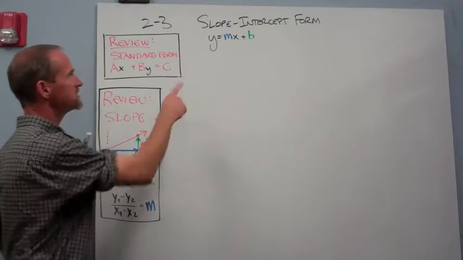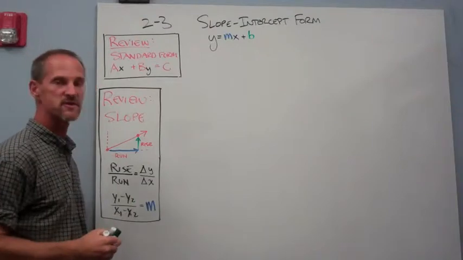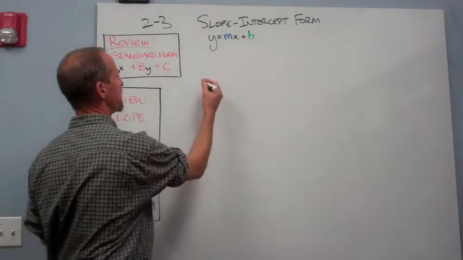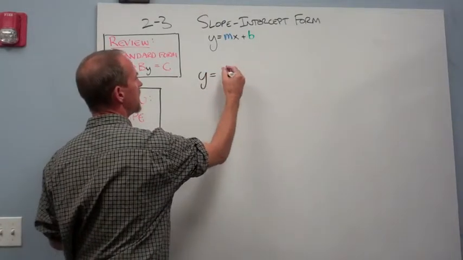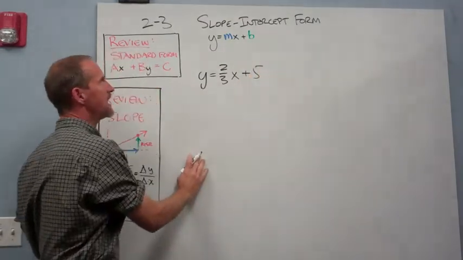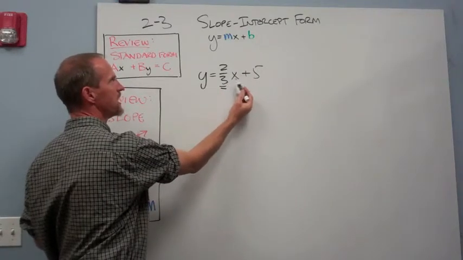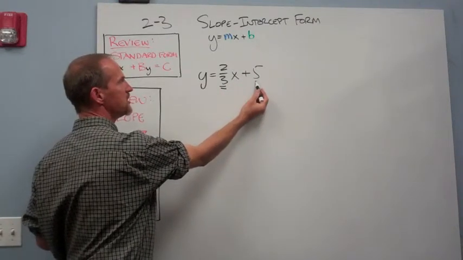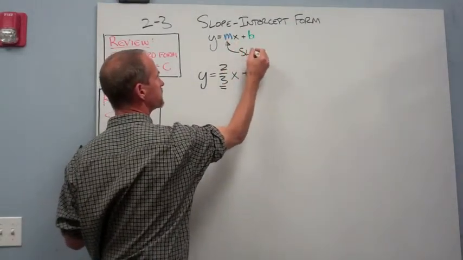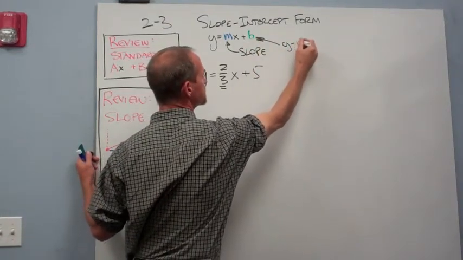Now, the reason that slope-intercept form is so handy is that by looking at an equation that's written in slope-intercept form, we can get an immediate idea of what the equation looks like. All right. So, for example, if I had y equals 2/3 x plus 5, okay, this is the slope of the line. That's a rise of 2 and a run of 3. And this is my intercept, where it's going to hit the y-axis. All right. So here is your slope, and this is the all-important y-intercept.